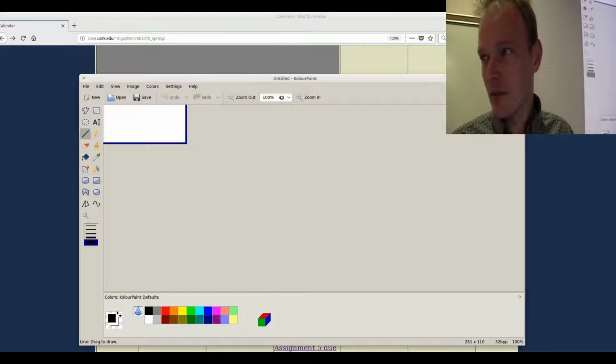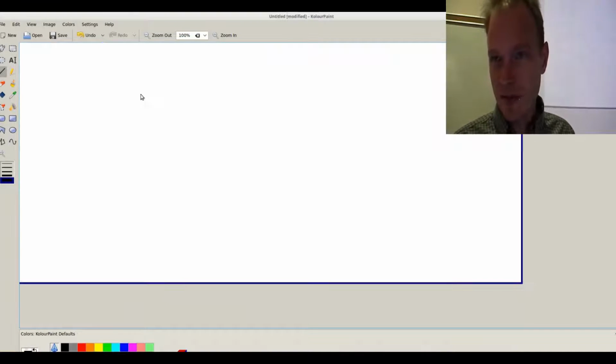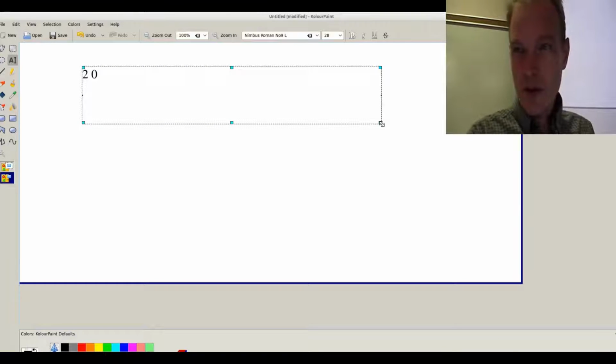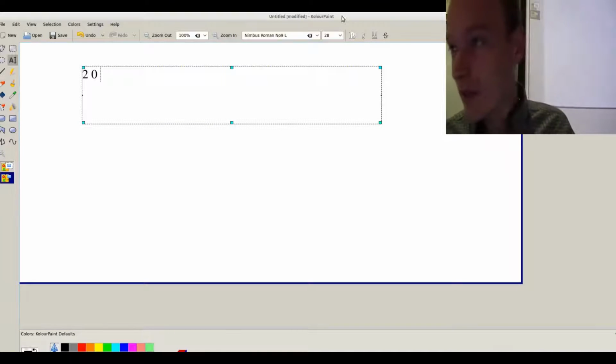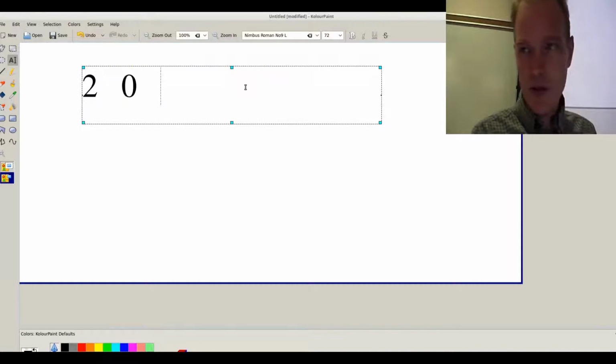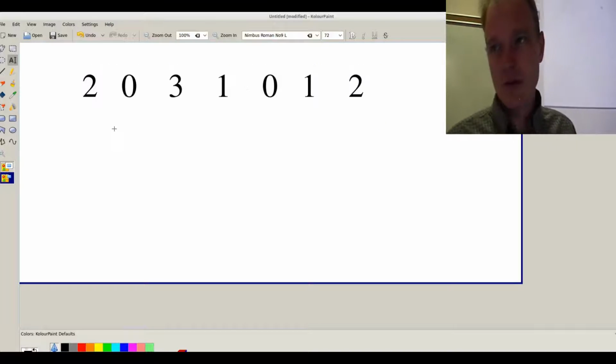First, let's do what is convolution. Let's do a numerical example. Let's do a little bigger. I'm pulling some numbers out of nowhere: 2, 0, 3, 1, 0, 1, 2. Those are numbers.